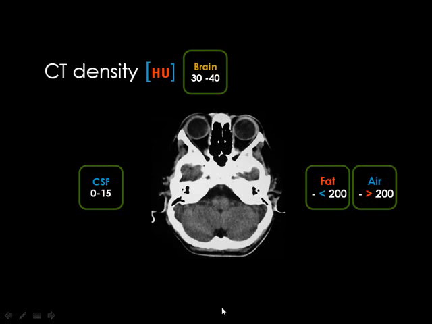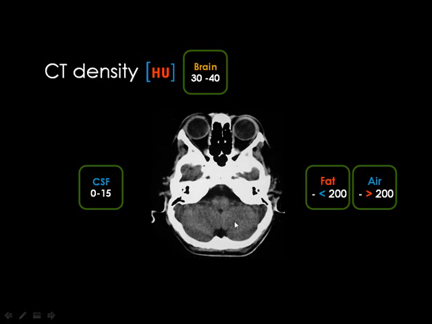Then, why do lesions appear hypo, hyper, or iso? This is because of what's known as the density of the lesion, which is measured by the Hounsfield units. Hounsfield is the British physician who invented the CT scan. The units measure the density of every tissue in the scan.